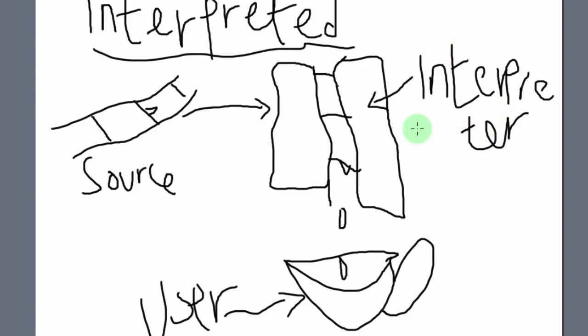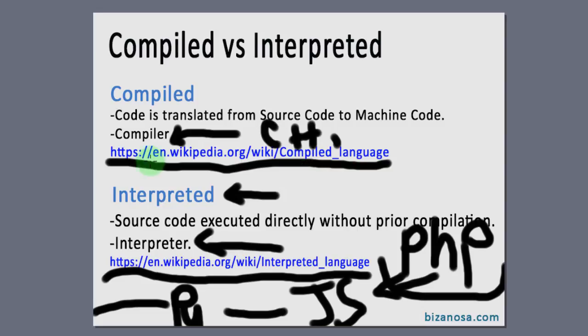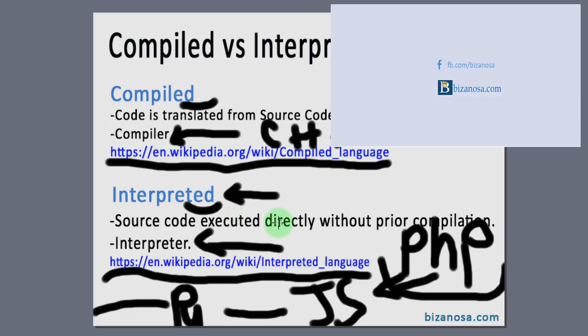So I hope you've understood the difference between these two, and if not, you can go and read more on them in these Wikipedia links. So using the sugar analogy, you can see in a compiled system, this has to be refined. In an interpreted system, this one will just be run. The source code will be read directly and the information extracted from it.